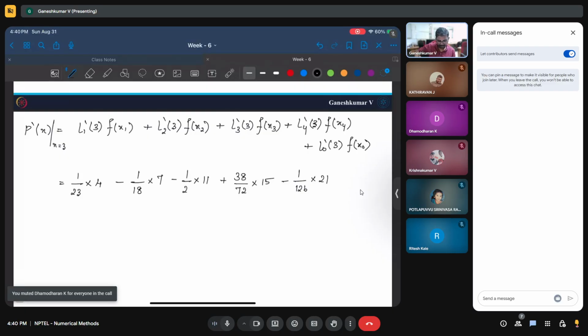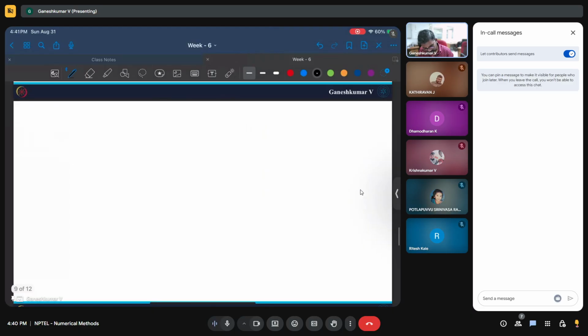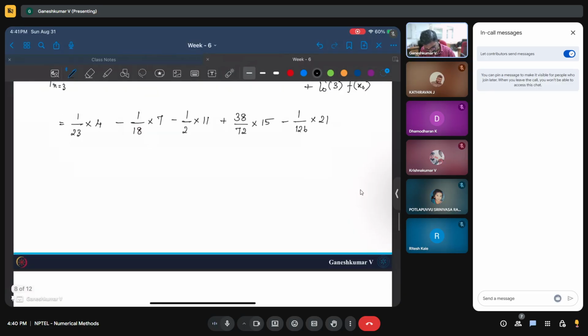Anyway, while Damodaran types, maybe we can finish this problem. If I made any mistakes in the calculation, please let me know. So how much is this coming out to be?